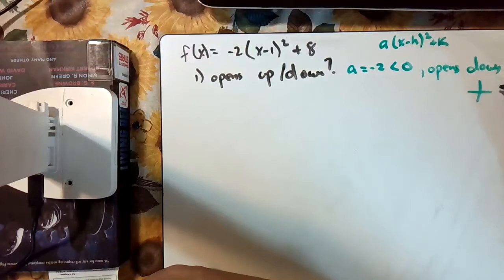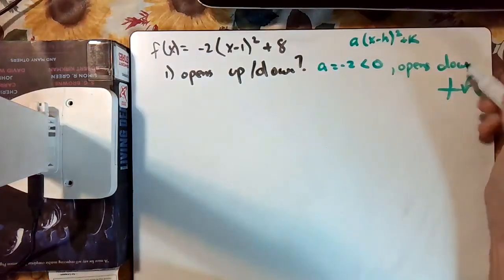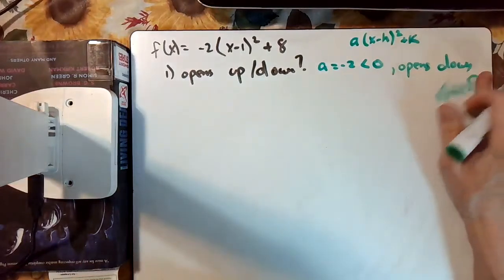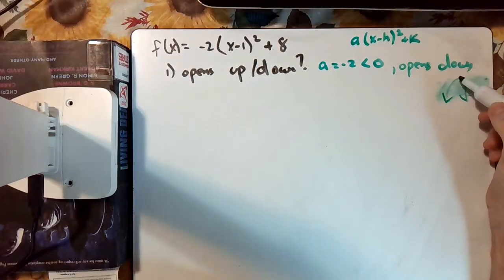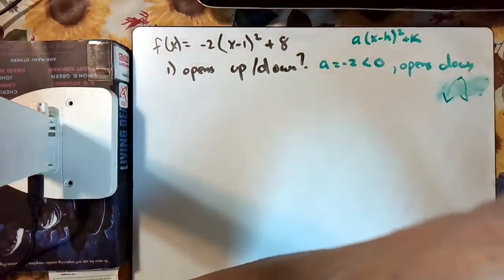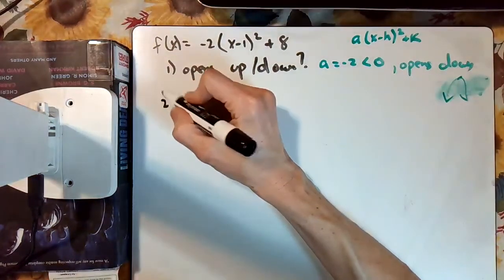So we know our graph is going to be doing something like this, right? Oops. It's going to be opening downward. Opens down. Looks something like that. So that means our vertex is going to be a max, right? It's going to look something like that. Now, what is the vertex right here?